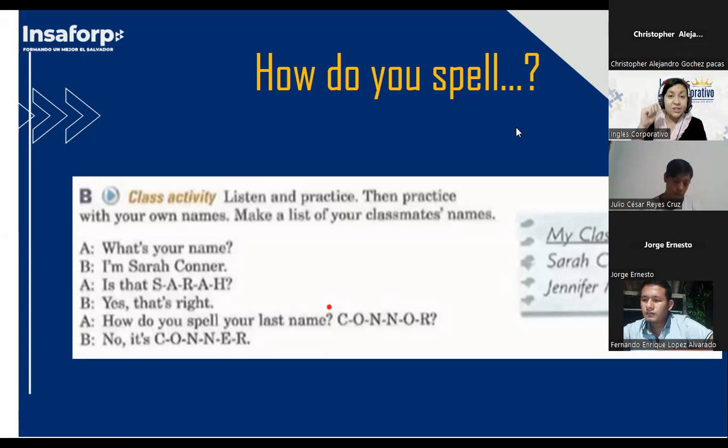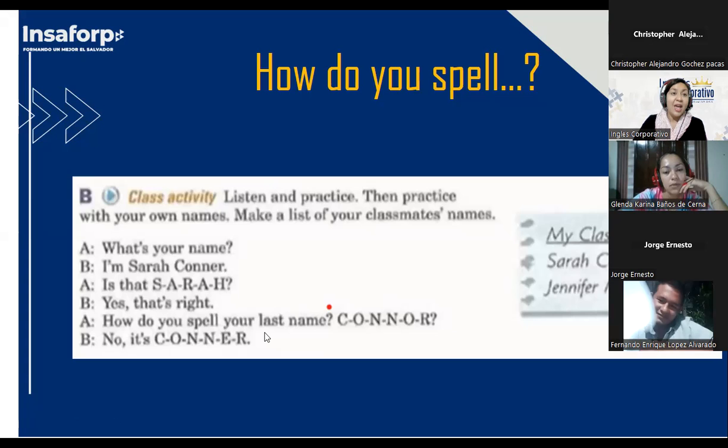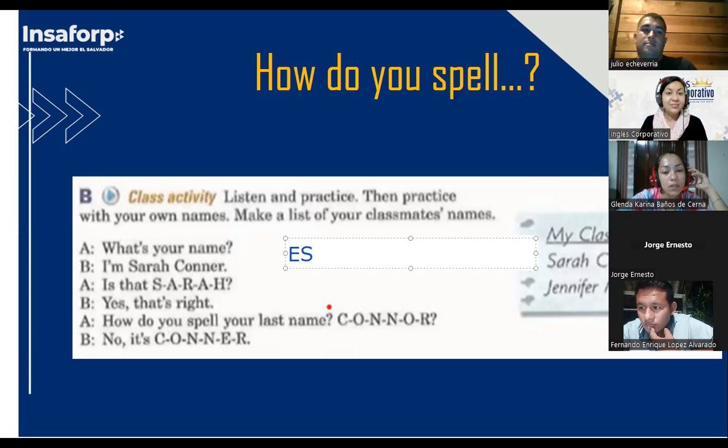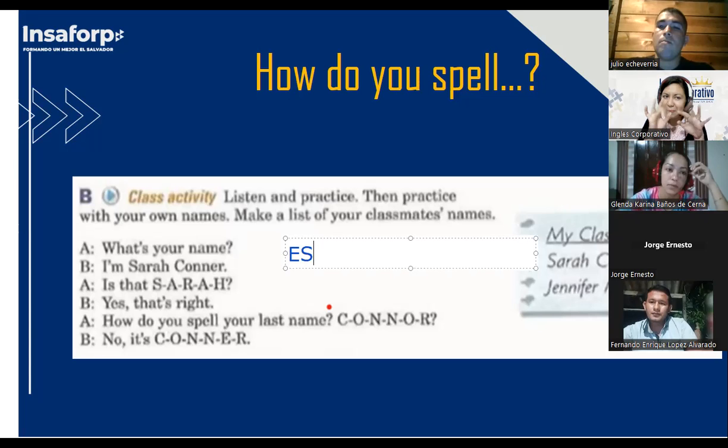For example, do you remember my middle name? What's my middle name? Stephanie, okay. Stephanie is spelled in many different ways. How do you spell Stephanie? Some people spell it with S, but in my case, it starts with E. I will spell it and you type it in the chat. Let's see who got it correctly.